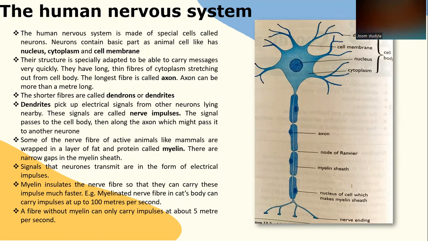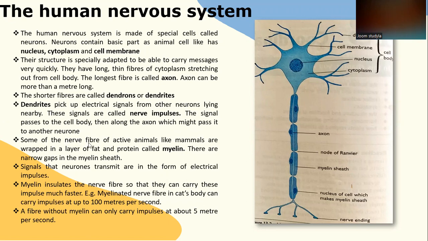An axon can be more than a meter long. The shorter fibers are called dendrons or dendrites. Dendrites pick up electrical signals from other neurons lying nearby. These signals are called nerve impulses. The signal passes to the cell body, then along the axon, which might pass it to another neuron.